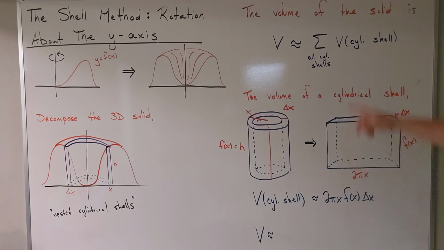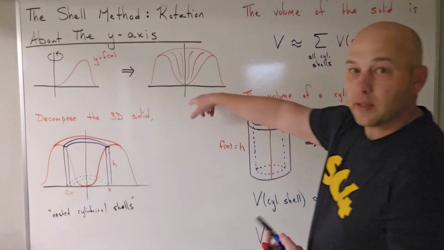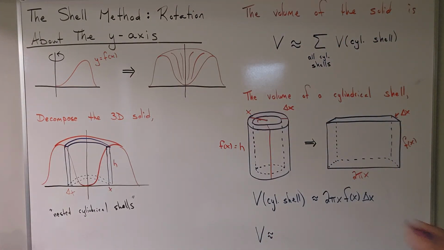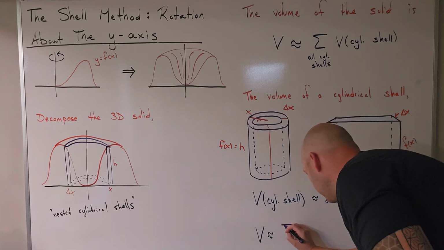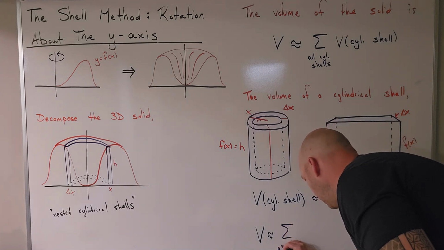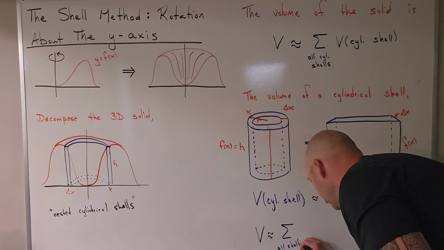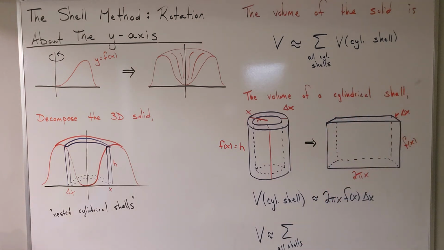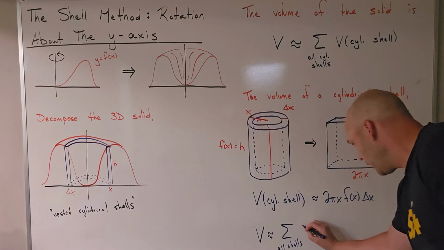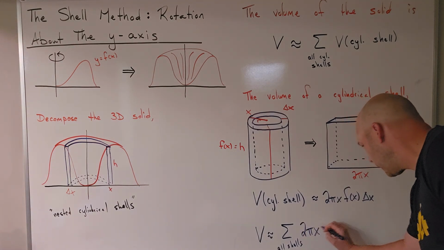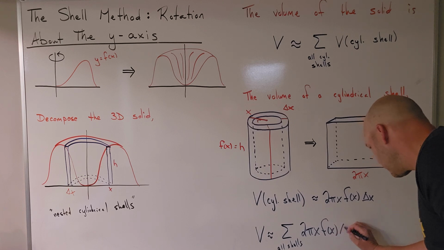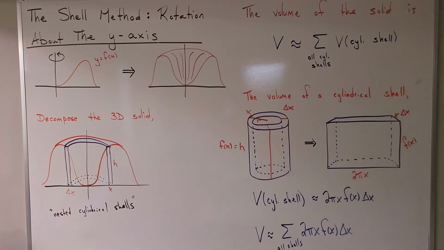Therefore, the volume of the original object is approximately the sum over all shells. Again, this is just an informal way of writing this. The sum over all shells of 2 pi x, f of x, delta x. And of course, that's not a quantity we're going to compute directly, but this is an example of a Riemann sum.